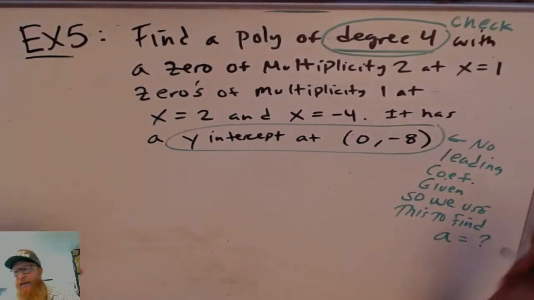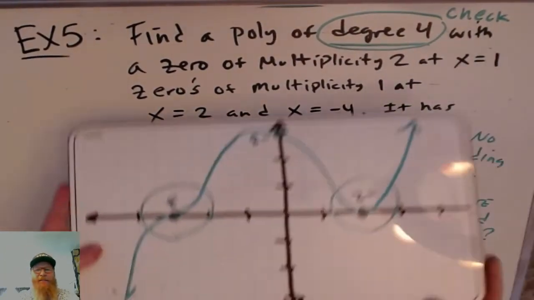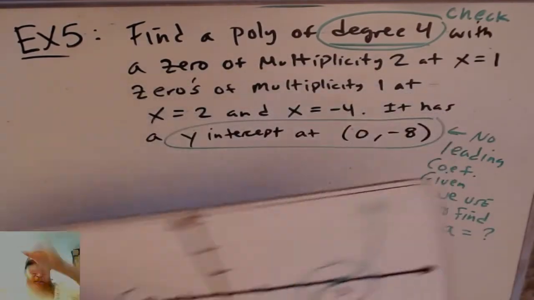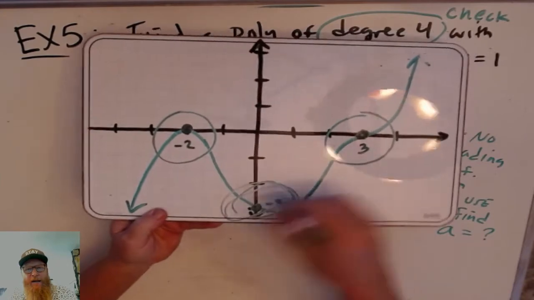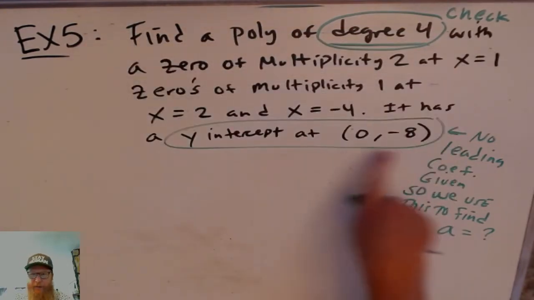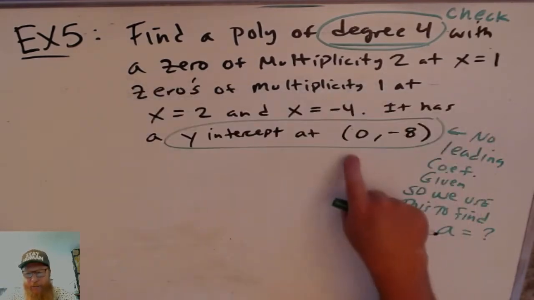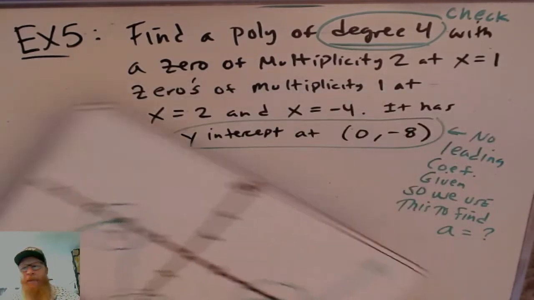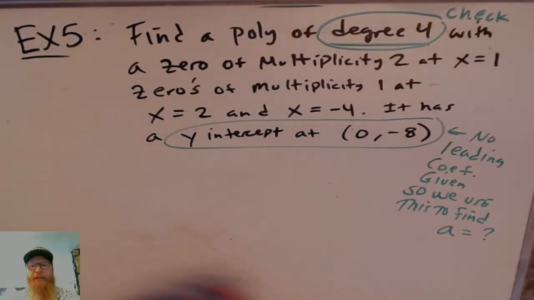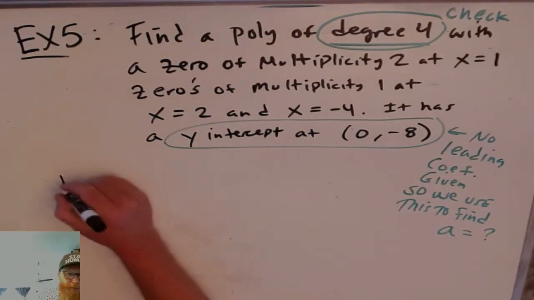Just like we did in this problem where we drew the graph and we used the y-intercept. Actually, it's upside down. We used the y-intercept to find what A is. Well, I'm doing the same thing here. Instead of drawing the picture, I'm giving you a verbal description of the y-intercept, and you can use that y-intercept to find A. All right. Let's start building our polynomial.